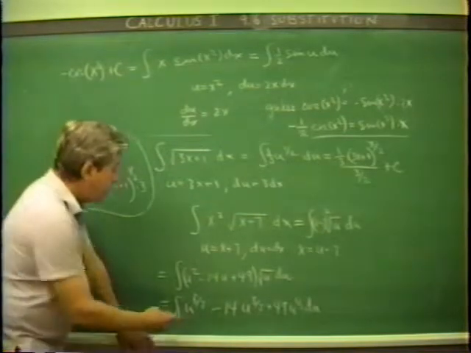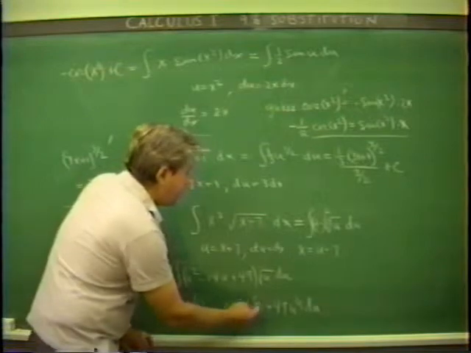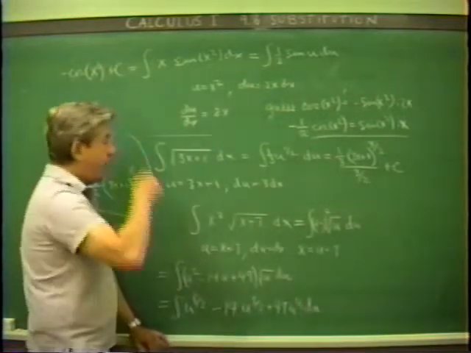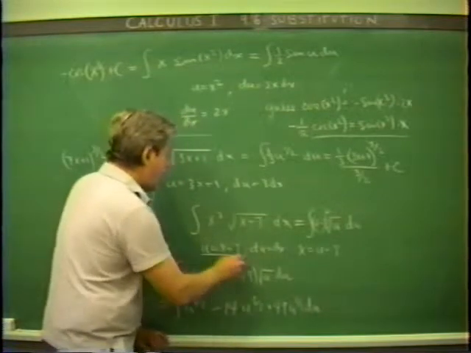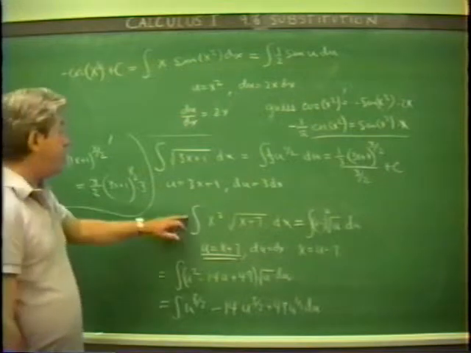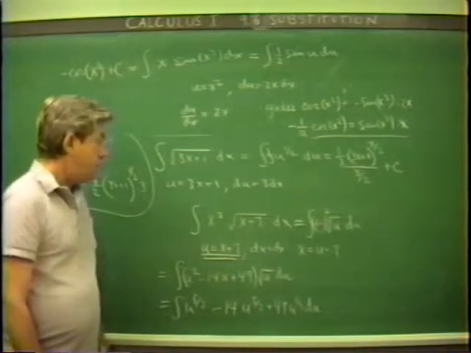And now an antiderivative of this is going to be u to the 7/2 over 7/2 minus 14u to the 5/2 over 5/2 plus 49u to the 3/2 over 3/2, and you now substitute back u equals x plus 7, and you have the solution to this problem right here.